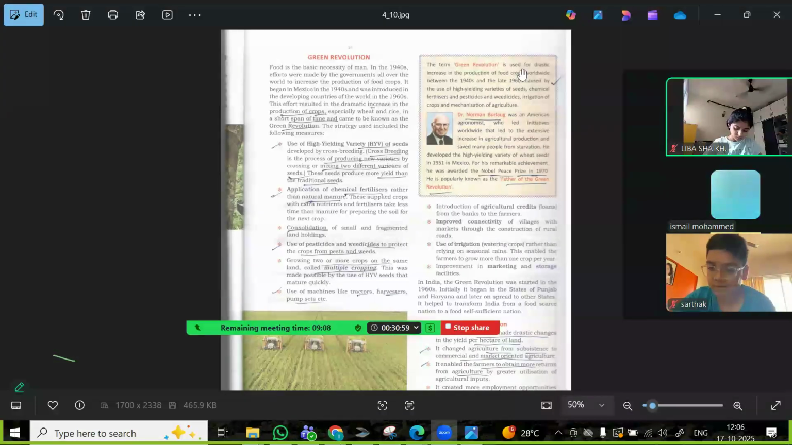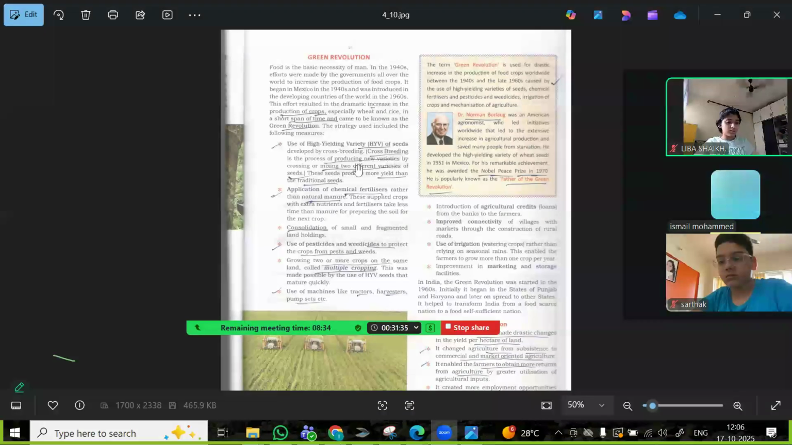Green revolution is the drastic increase in production of food crops worldwide between the 1940s and 1960s by using high yielding varieties of seeds, fertilizers, pesticides, weedicides, and mechanization of agriculture. So by doing all this, where before you could produce 5 grains from one grain, using the green revolution they are able to produce 100 grains from a single grain, using advanced machinery, pesticides, fertilizers, and high yielding varieties of seeds.